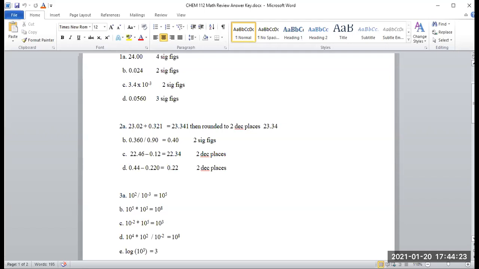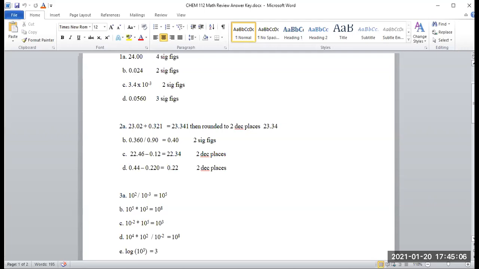Letter B is division, 360 and 0.90, okay? Once you divide, you'd end up with 0.400. However, rule of division says least number of total sig figs in a given answer. So you had 3 in 0.360 and 2 in 0.90. You're only allowed to report your answer to 2 sig figs. Subtraction, we're back to the decimal place idea. 22.46 minus 0.12 gives you 22.34, only 2 decimal places.